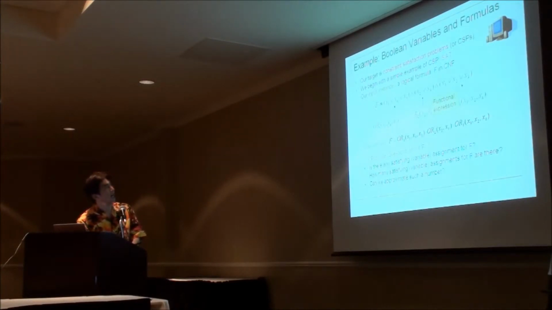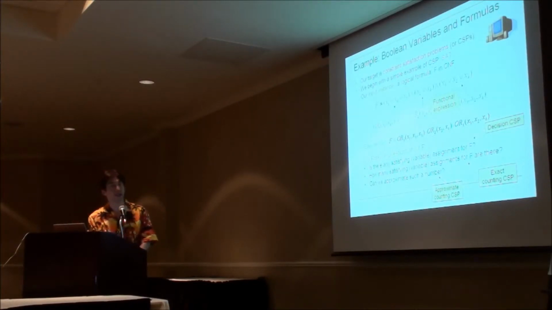I can write down the same formula using a more functional way of writing here. So this is the multiplication of the three OR functions. And each function takes the Boolean variables as an input. So we can think of several different kinds of questions. Something like the decision version of the CSPs. We are actually asking whether there exists a satisfying assignment for this particular instance.